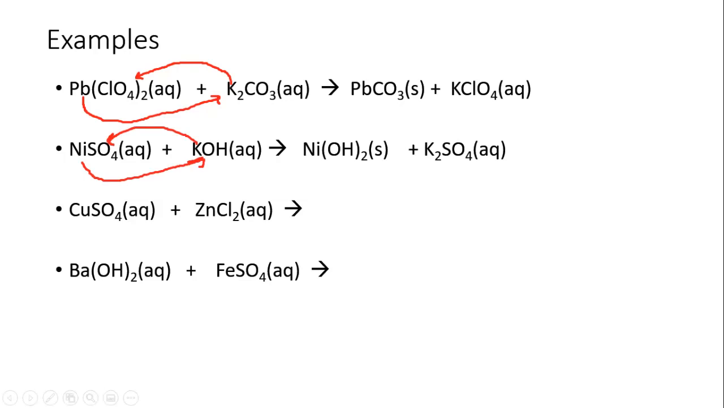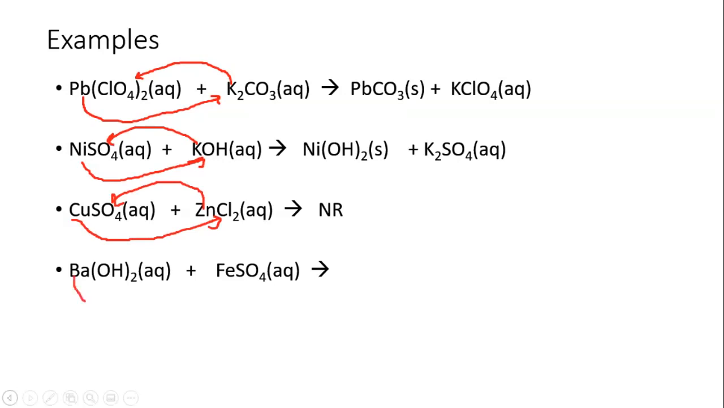Next we have copper sulfate. So the copper reacts with the chloride, the zinc reacts with the sulfate. So in this case, we get no reaction because both products are soluble. Zinc sulfate and copper 2 chloride are soluble salts, so there's no reaction that occurs.